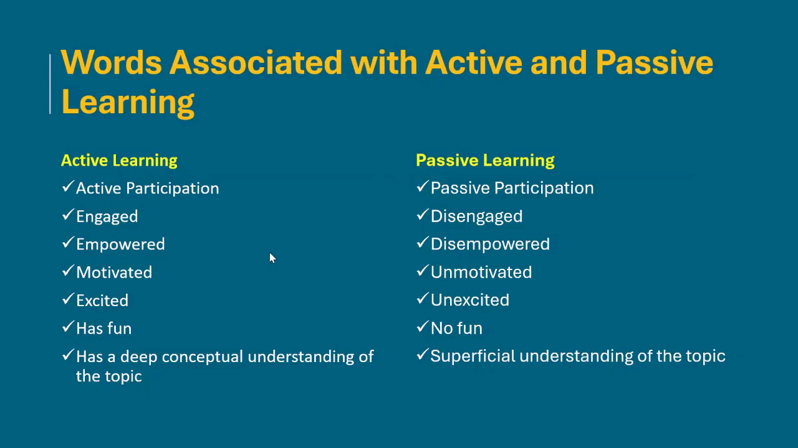Now next, it's important for us to know the words associated with active and passive learning. Then this will give us a better insight. Active learning has got active participation, engaged, empowered, motivated, excited, has fun, and has a deep conceptual understanding of the topic.